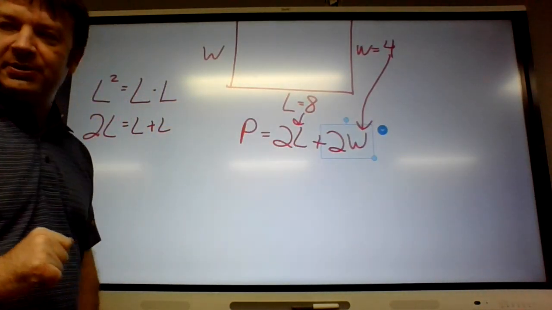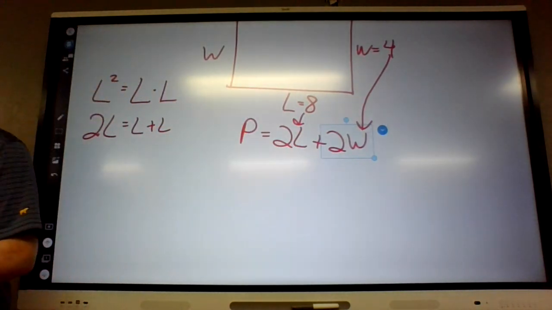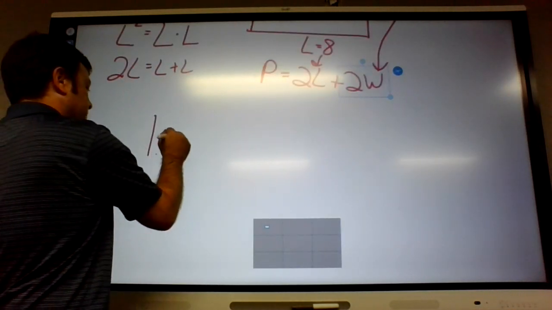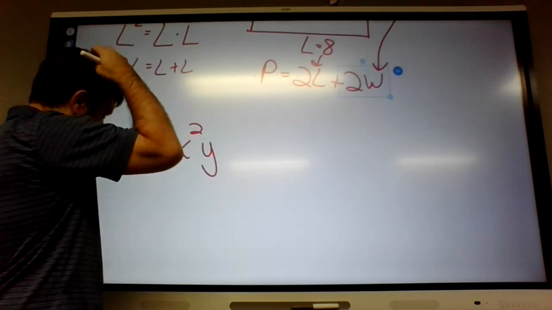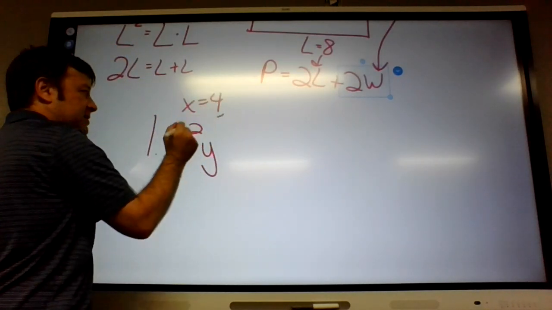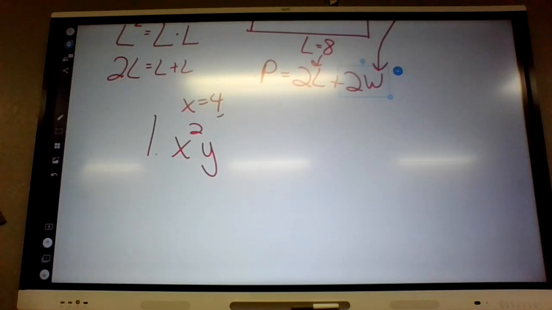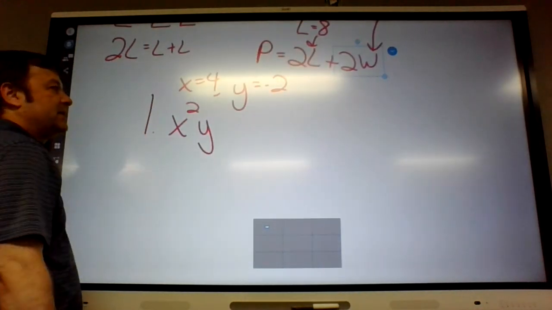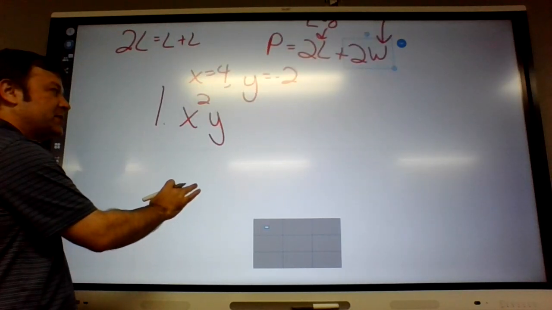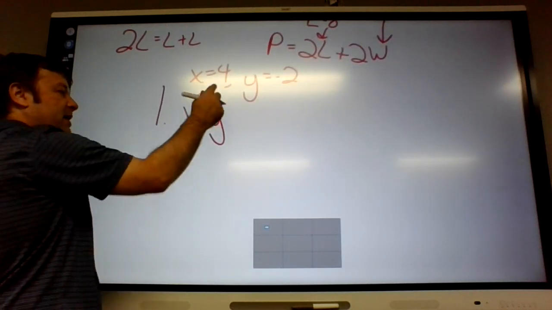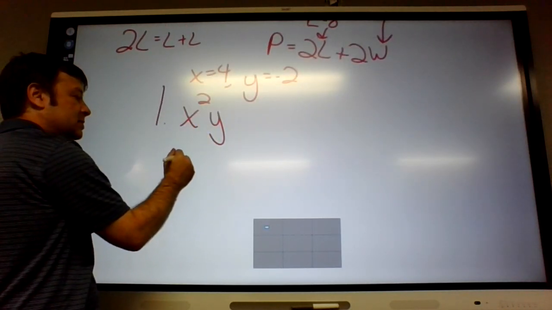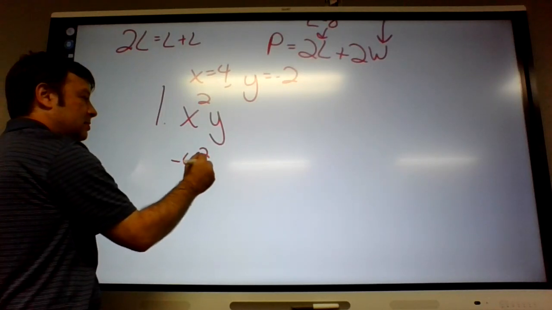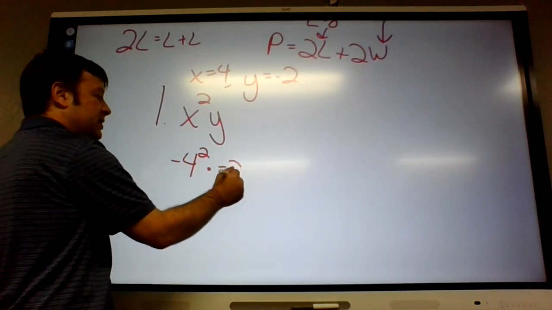All right. So number 1 says x squared y. In the directions it says x is 4 and y is negative 2. Now, I've talked about this before. Let's see if you guys know this. Let's pretend for a second that x was negative 4, and we'll say y is still negative 2.